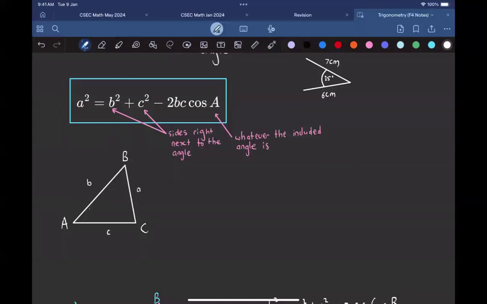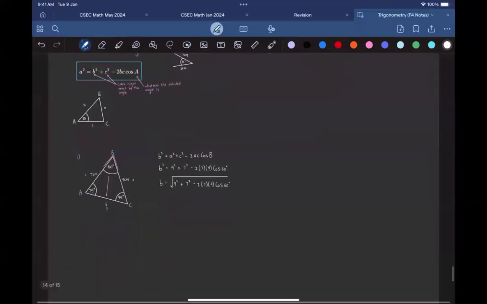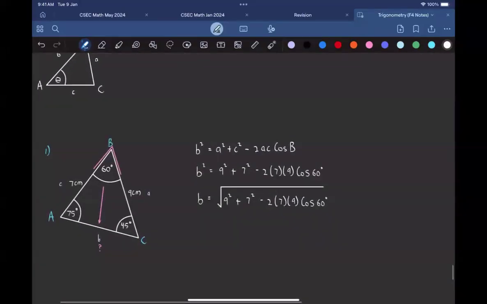Again, -5. Yeah, -5. You can't have a negative length. Think about it. How could you have a negative length? The answer you're looking for is 8.19.